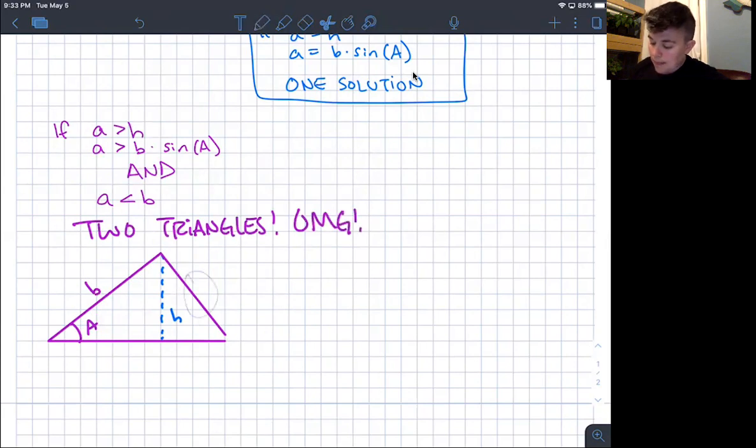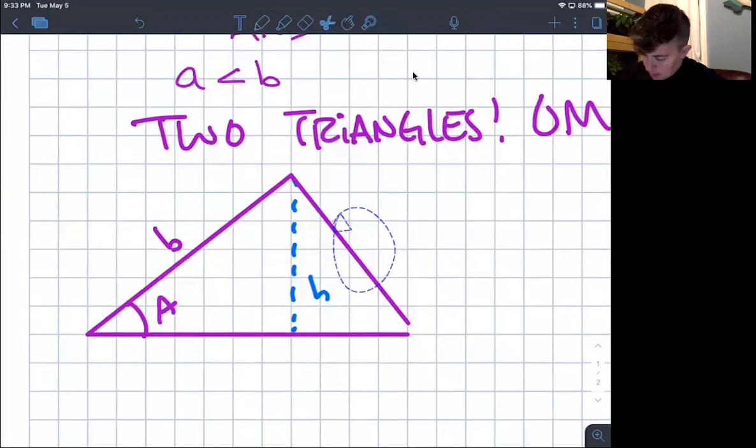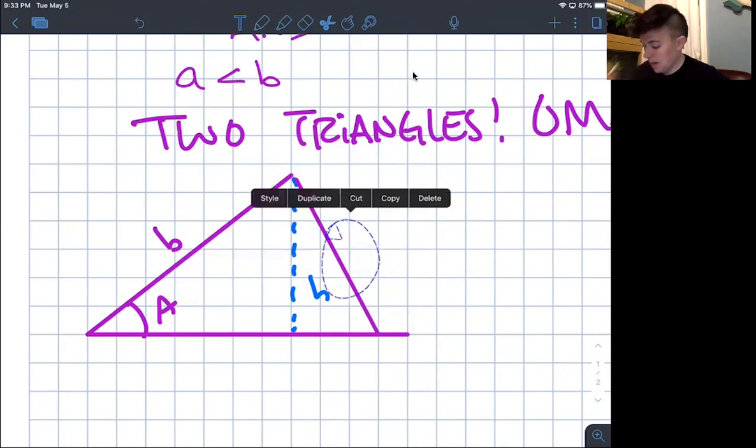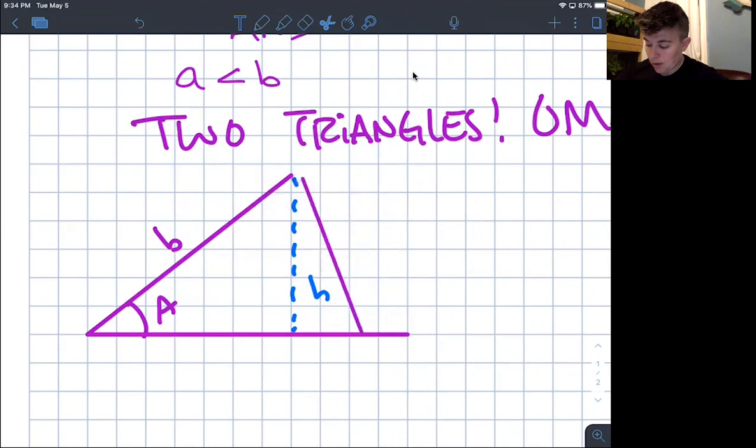So A is greater than the height, so I can definitely make a triangle, but it's less than B, which means here's a possible triangle. Let me zoom in a little bit. Here's a possible triangle right there. I'm going to try not to change the size of this because I'm zooming with my fingers. So right there is a triangle. Boom, I made a triangle. I can also take it in this way. Don't fail me now. And shablam, I have made another triangle that way.